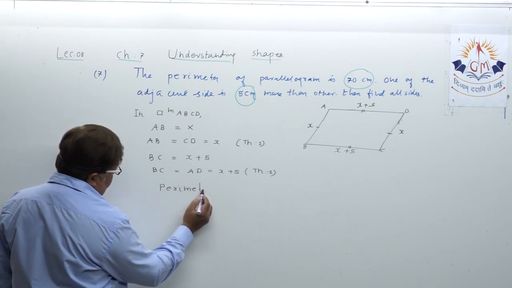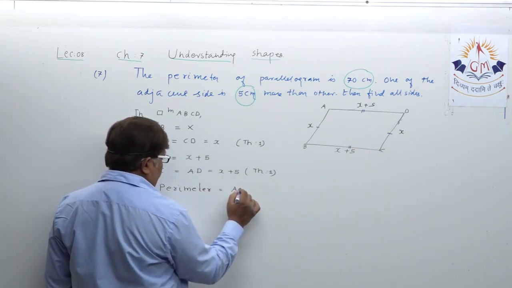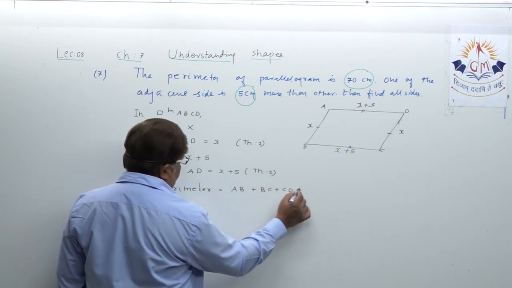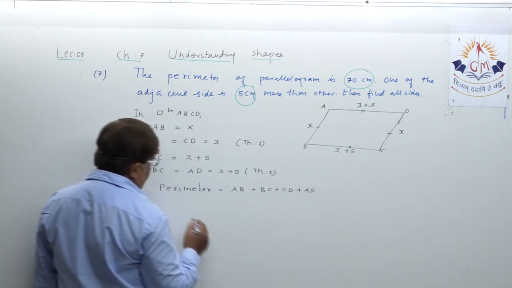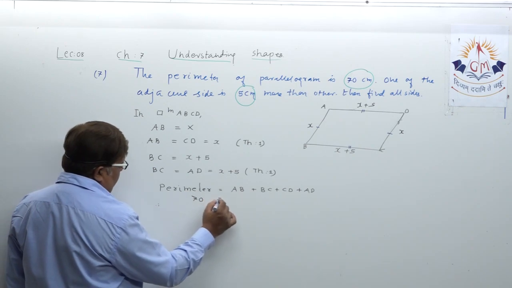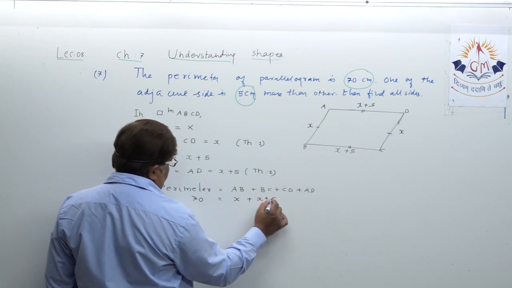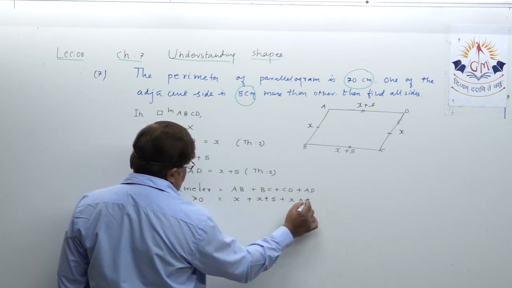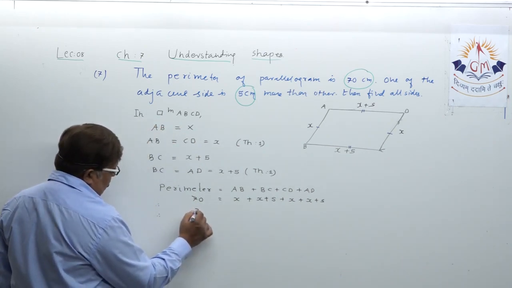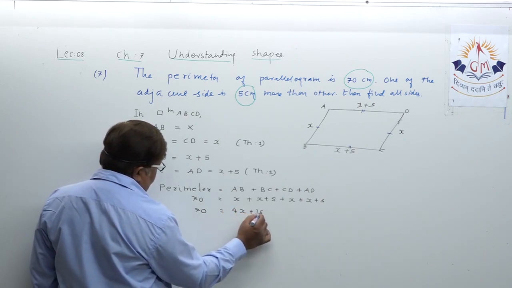Now, dear students, statement: perimeter equals AB plus BC plus CD plus AD. What is the perimeter given? 70 equal to x plus x plus 5 plus x plus x plus 5. 70 equal to 4x plus 10.